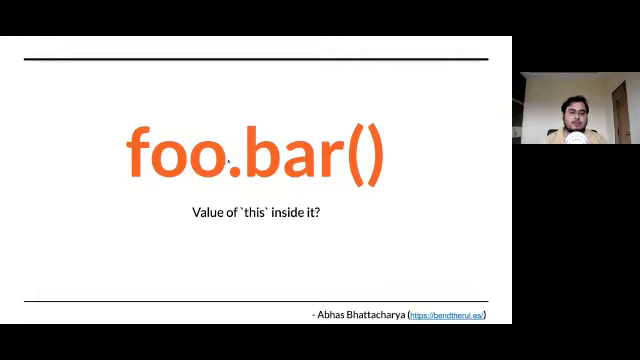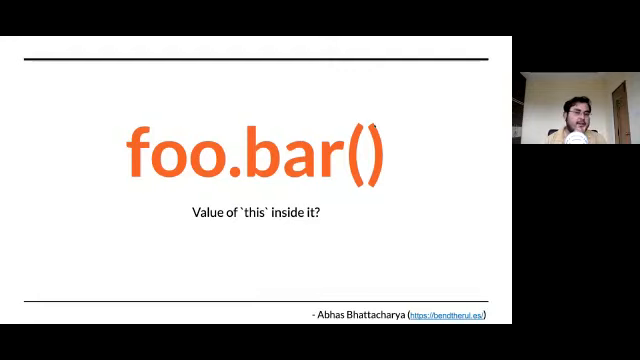Let's say if I call this foo.bar, right? Within this method, what will be the value of this? Okay, so you know that in this case, if you call a method like this, object dot method, then the object is the value of this within this function, right? But where do we see that?